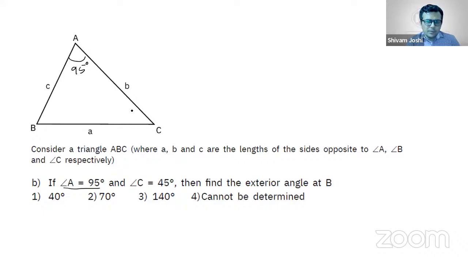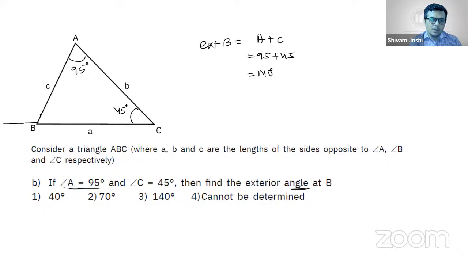Yeah, if A is 95, C is 45, find the exterior angle at B. Now we've just seen that exterior B is nothing but the sum of interior A plus C. So 95 plus 45, the angle will be 140. That is the answer. And this is where exterior B can be shown.